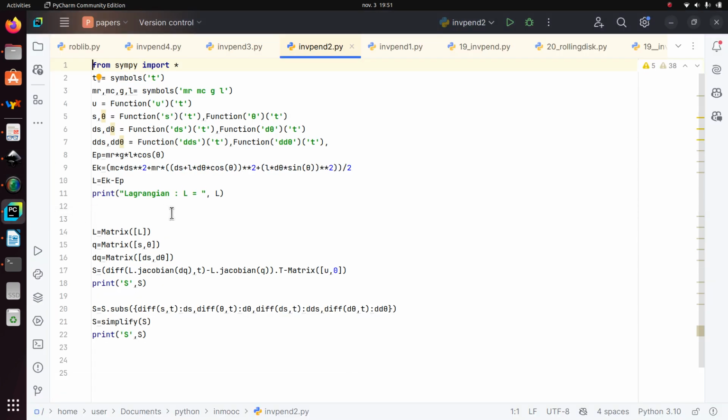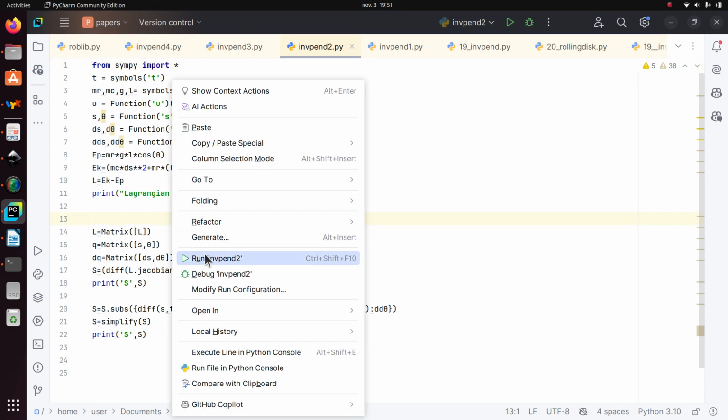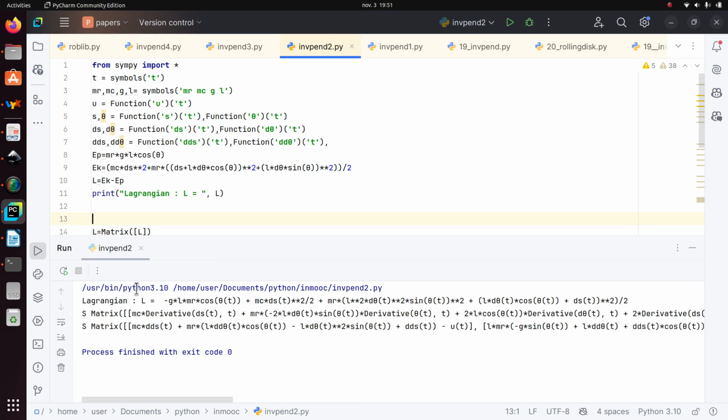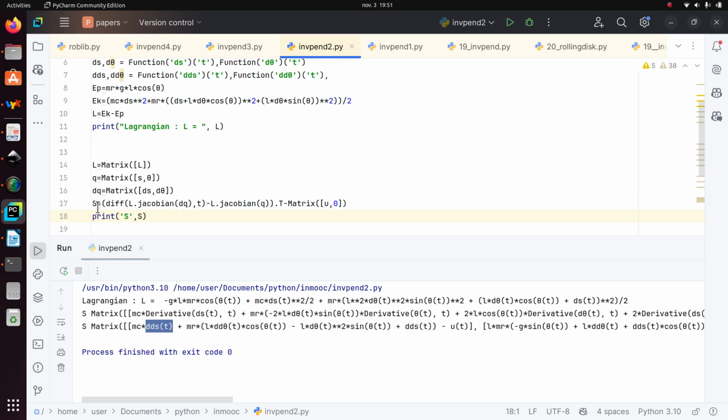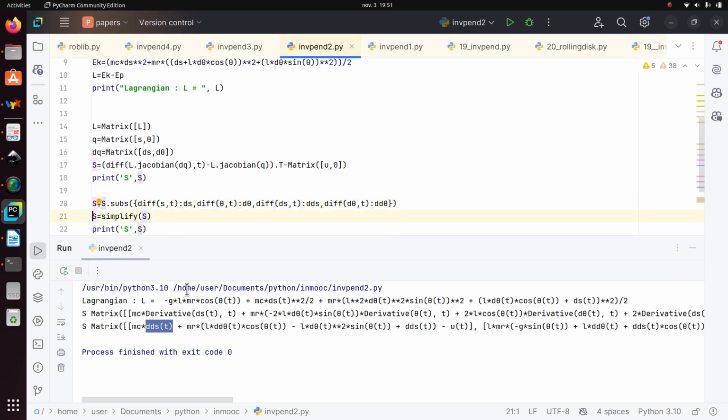So here it is my program. I will run it. My Lagrangian L is given here. The expression S, as we have seen previously, will make appear the derivative of s with respect to time t, and this I want to replace by s dot dot, so by this. And it is why here I use the substitution here. So I will replace this expression by ds, this one by dts, and so on.